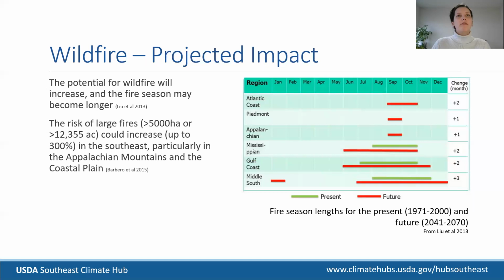The potential for wildfire will most likely increase along with fire season length. Fire seasons may also become present where there are none currently. And you can see on the image on the right, the red bars show future fire season predictions for 2041 to 2070, compared to the present fire seasons in green. The risk of large wildfires could also increase, especially in the coastal plain and Appalachian mountain ecoregions. So forests in these areas may experience more wildfires and subsequent impacts into the future.